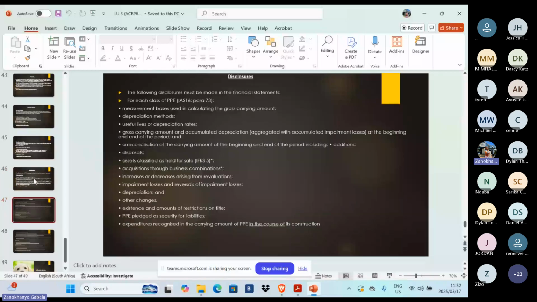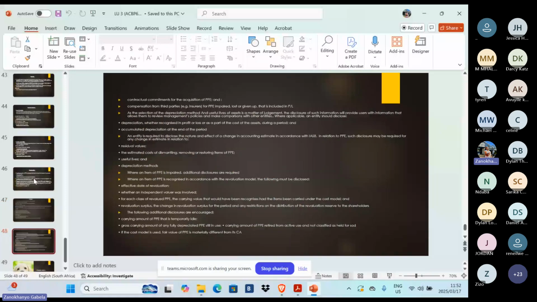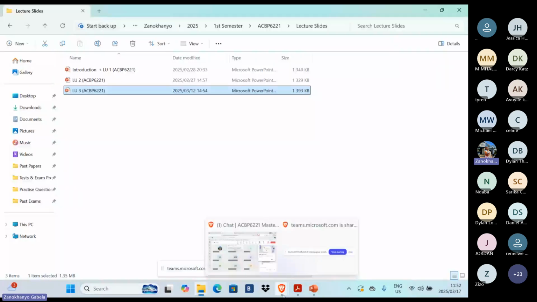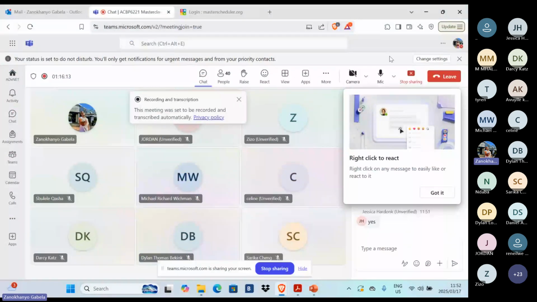This is the first slide. This is the second slide. There's a lot of things to consider. So basically in this question, they're asking, why are there so many things to consider when we're disclosing PPE? And the answer is always very simple, guys. The answer is that IAS 16 is produced in order to comply with IFRS. Remember the qualitative characteristics we've spoken about, the fundamental and the enhancing?